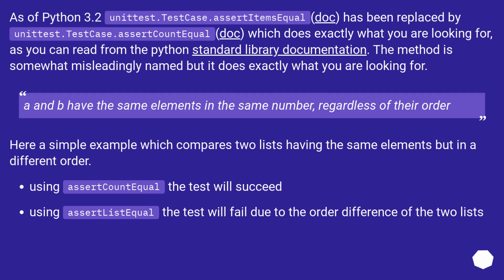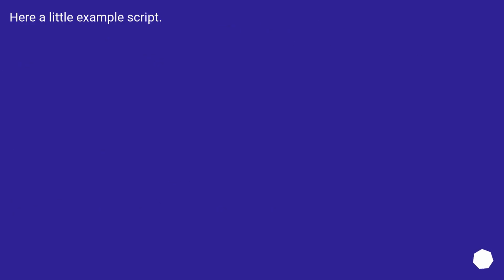Here is a simple example which compares two lists having the same elements but in a different order. Using assertCountEqual, the test will succeed. Using assertListEqual, the test will fail due to the order difference of the two lists. Here is a little example script.